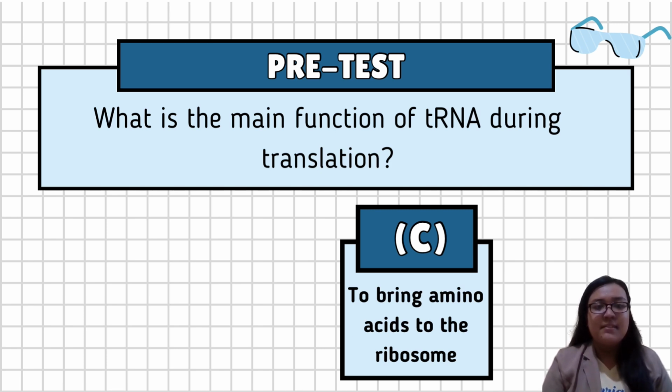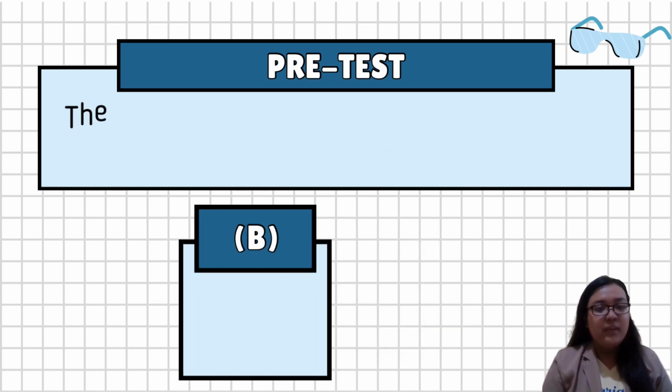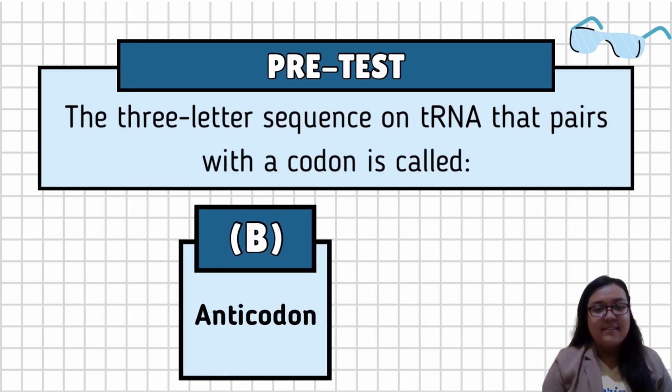So the correct answers would be, what is the main function of tRNA during translation? The answer is C. To bring amino acids to the ribosome. And for the second question, B. Anticodon. Alright, great job answering the pre-test, everyone. Don't worry, if you found some of the questions a bit challenging, that's okay.